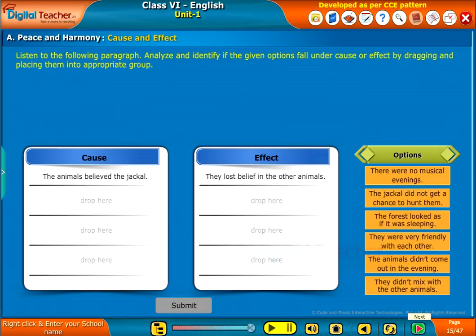Listen to the following paragraph. Analyze and identify if the given options fall under cause or effect by dragging and placing them into appropriate group.